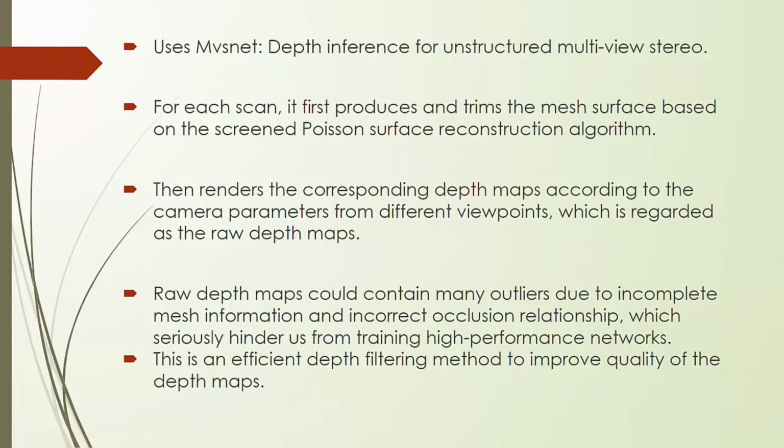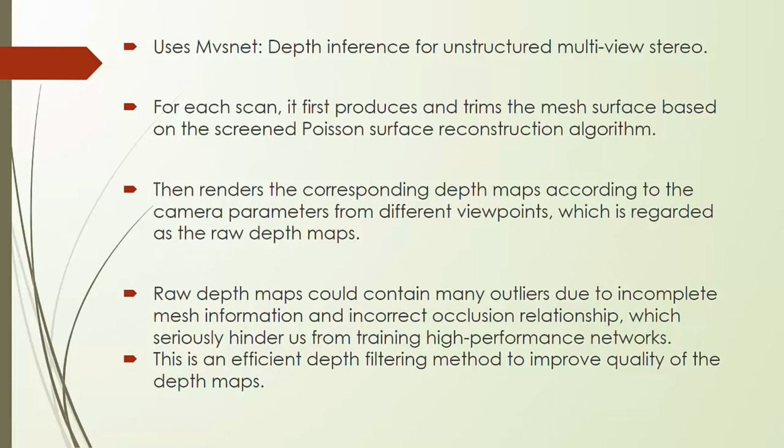In this case, we use MVSNet, deep inference for unstructured multi-view stereo. The working of this is that for each scan, it will produce and train the mesh surface based on the screened Poisson surface reconstruction algorithm. It then renders the corresponding depth maps according to the camera parameters from different viewpoints, which are regarded as the raw depth maps. Raw depth maps could also contain outliers due to incomplete information and incorrect collision relationship, which usually hinders the training performance of our networks.